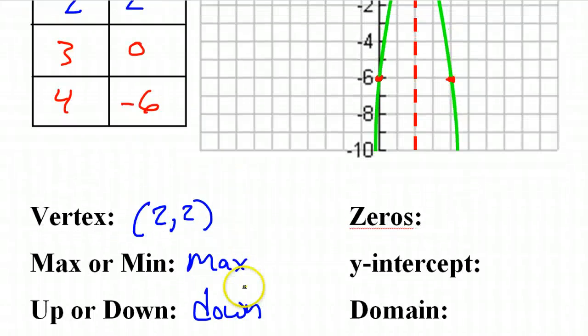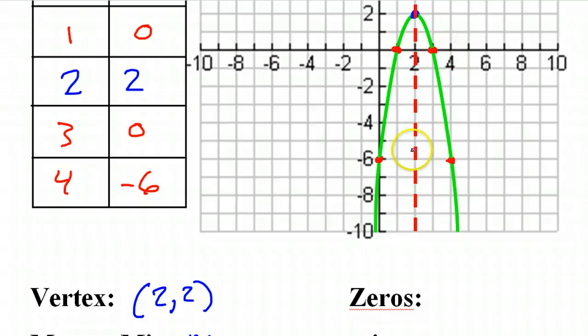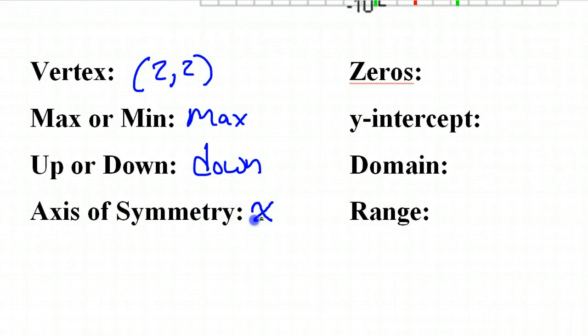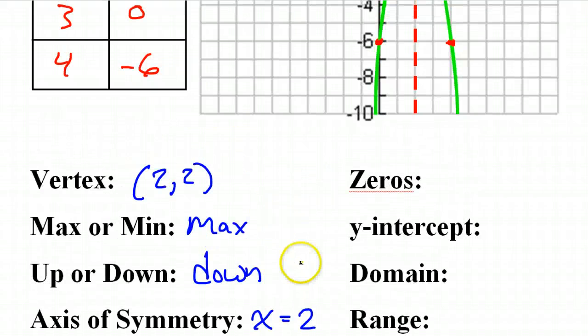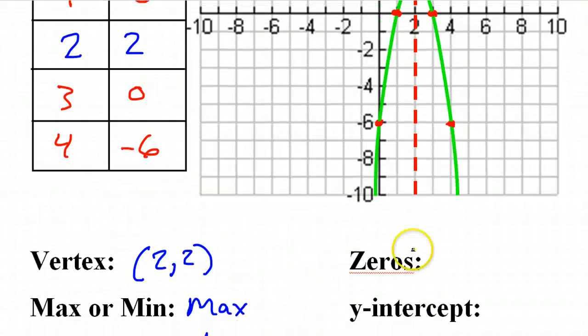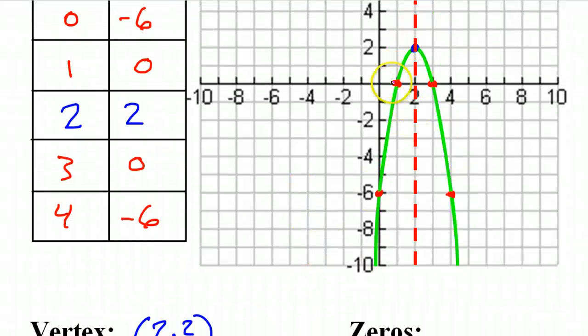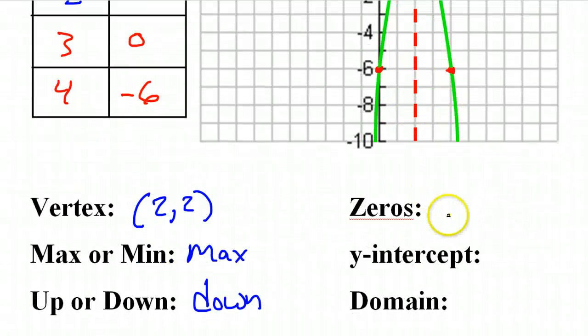Axis of symmetry. The axis of symmetry is a vertical line at 2. Vertical lines always have the equation x equals something, so x equals 2. Do not leave off the x equal part. It is very important. Don't just put 2. The zeros are the x-intercepts. So we have one right here at 1, 0, and another one at 3, 0.